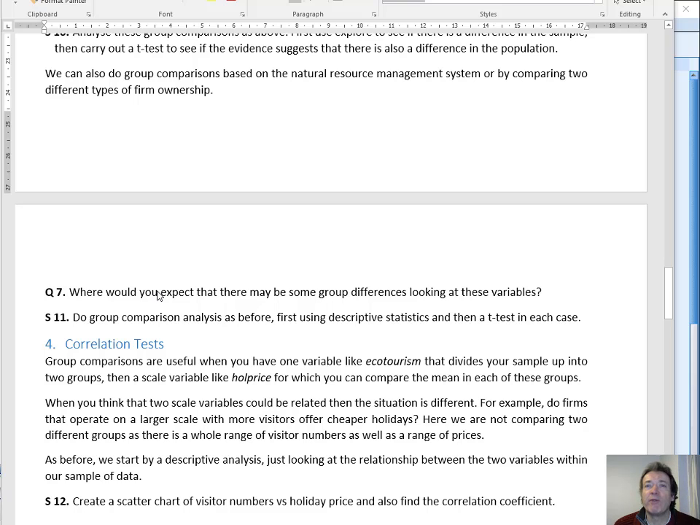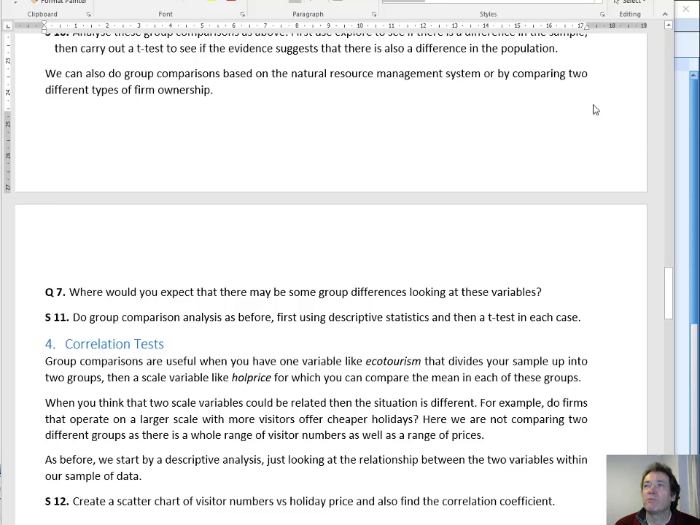Here we're carrying on with some group comparisons, but instead of just looking at the eco-license one, we'll look at some other categorical variables. As well as eco-license, we've got natural resource management system: is it a standard one or a community-based one? Or there are different types of firm ownership we could compare. So I'll just do one of each.